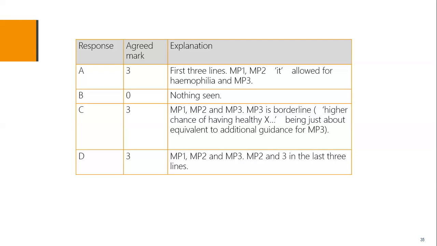for the additional guidance. Many candidates struggle to express marking point 3 clearly. Responses C and D are examples where marking point 3 was awarded, but it is easy to see why some examiners may have been reluctant to award the mark. It would have been easier to award if candidates had expressed the idea more clearly.